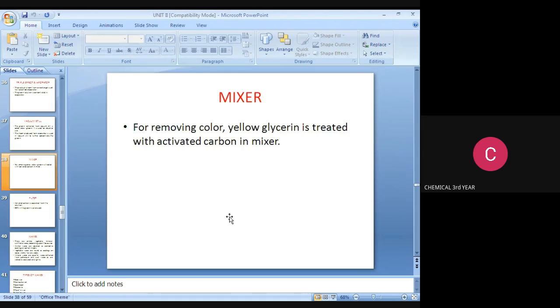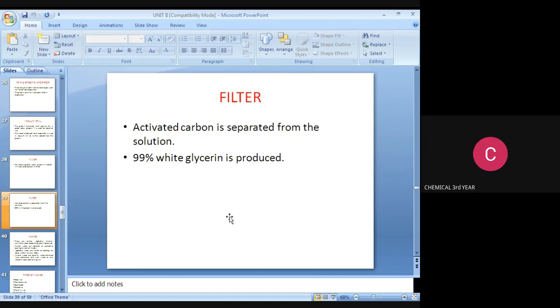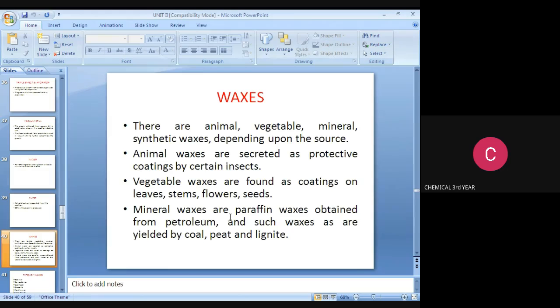How is the yellow glycerin converted into white glycerin? We add activated carbon in the mixer. Using surface phenomena, the yellow color is absorbed by the activated carbon surface. The yellow glycerin is converted into white glycerin due to surface absorption. The activated carbon is then separated from the solution using a filter, and 99% white glycerin is produced.